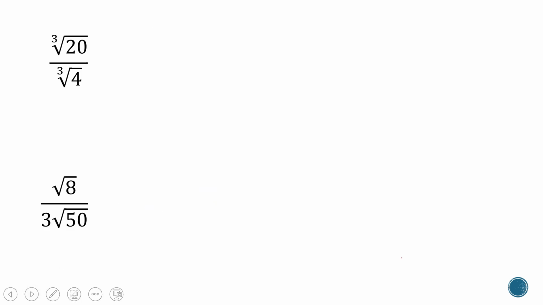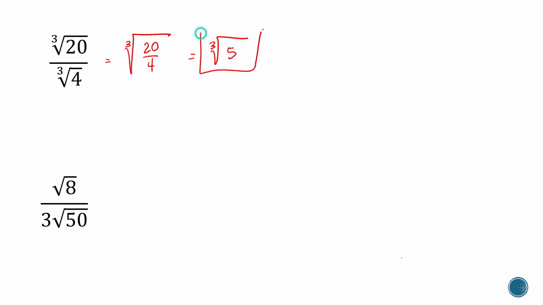Now, if you remember the equation a while ago, that means we can express this as the cube root of 20 over 4, which means that this is just equal to the cube root of 5. All right.